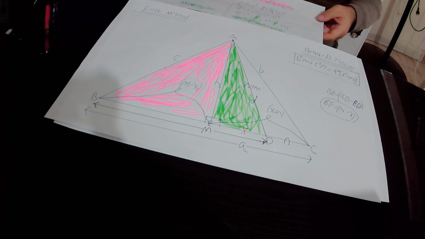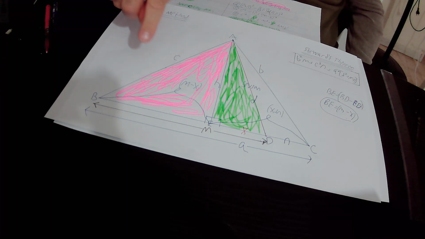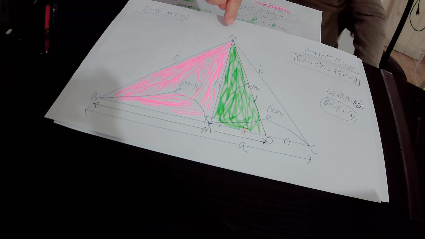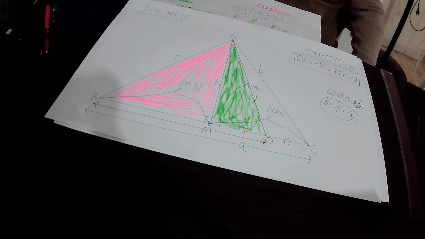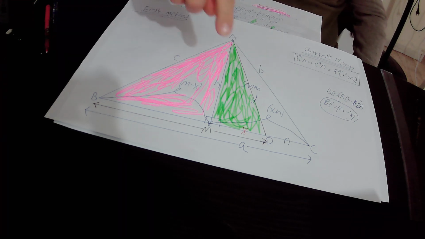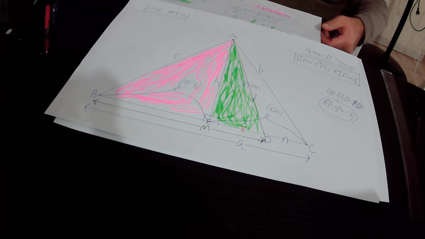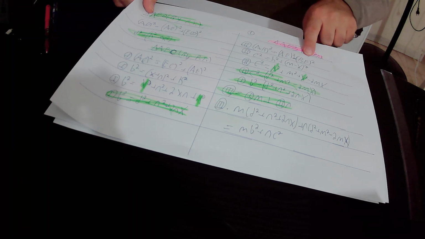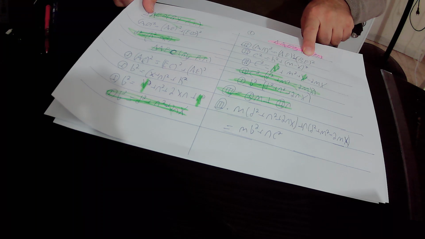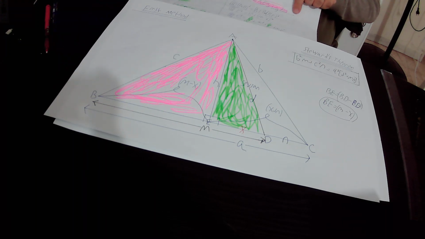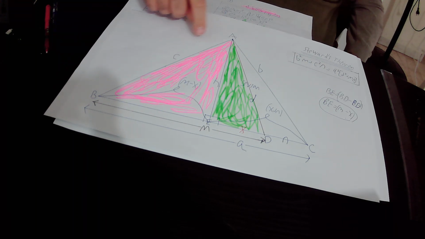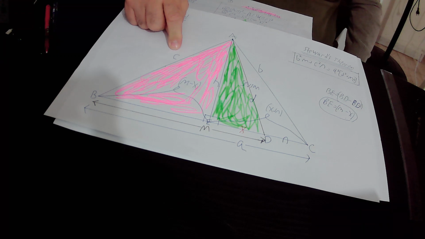Then we created equation number 2 by implementing the Pythagoras theorem on the right angle triangle AEB. On the right angle triangle AEB by the Pythagoras theorem, AB squared equals AE squared plus EB squared. Repeat again, AB squared equals AE squared plus BE squared. Okay, so AB equals C units in its length.